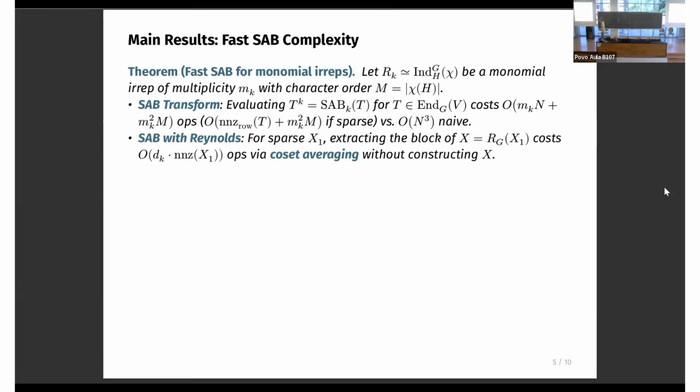I think the complexity is wrong. There should be this here, where dk is the dimension or the index of the subgroup H, plus this part.